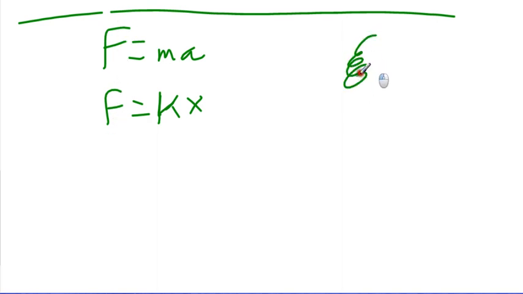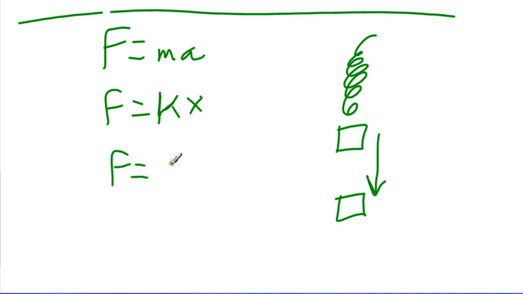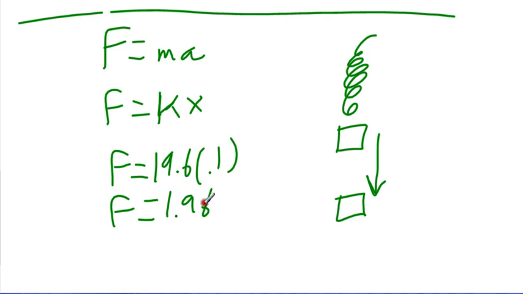So if we think back to our spring with the mass, when we stretch it down, it's going to have the maximum force applied to it when it's at that maximum displacement. And so, we can calculate the amount of force that the spring is going to apply to the mass at that displacement. And so we have our force is equal to our k value, which we can use as 19.6, and our amplitude is 0.1. So the maximum force is equal to 1.96 newtons.